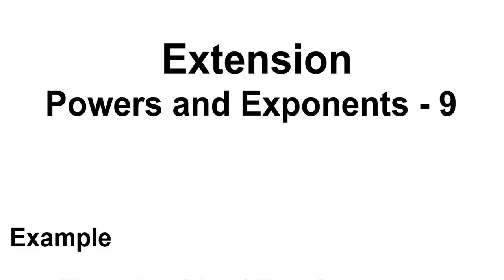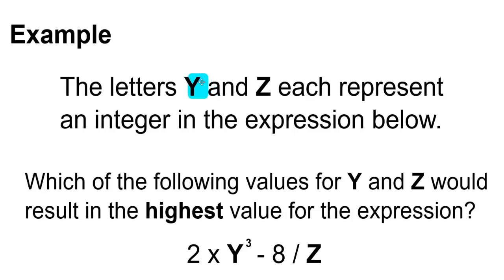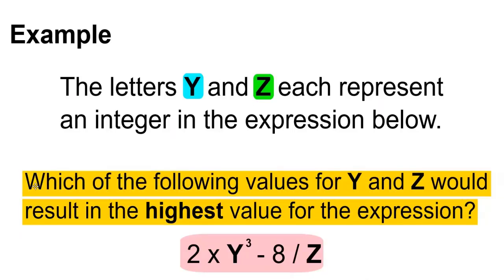Extension, powers and exponents, 9. Example. The letters y and z each represent an integer in the expression below. The expression is 2 times y to the 3 minus 8 divided by z. Which of the following values for y and z would result in the highest value for the expression?